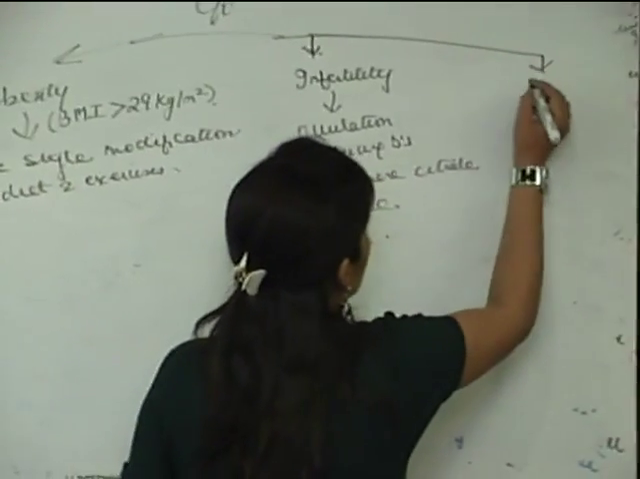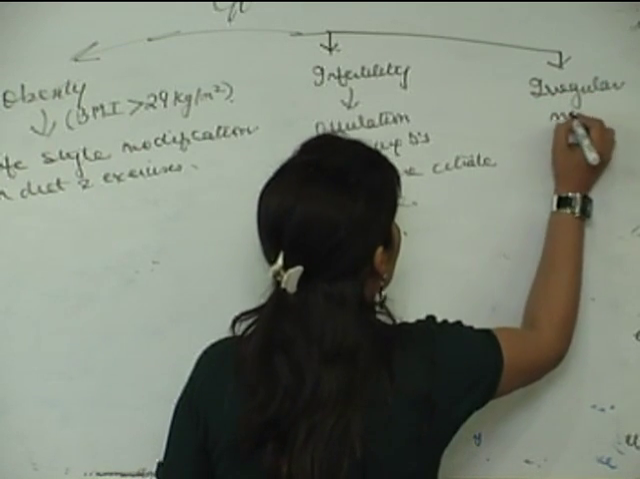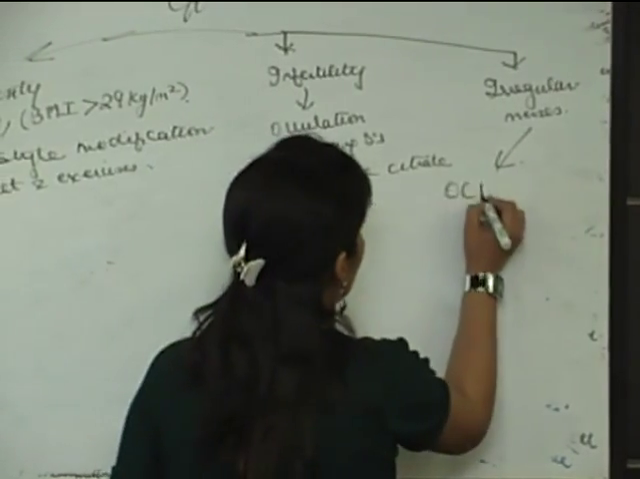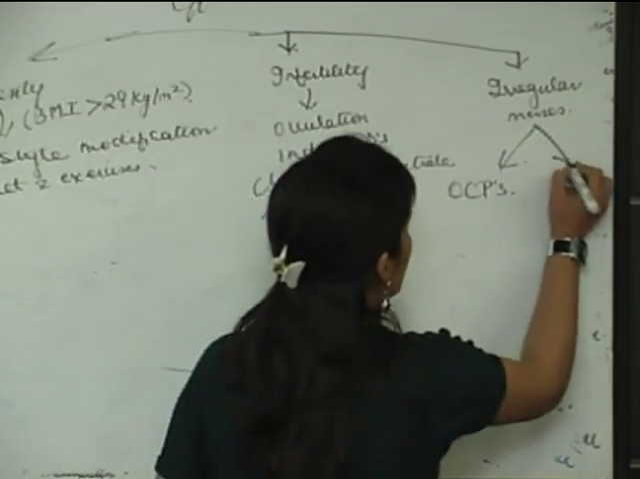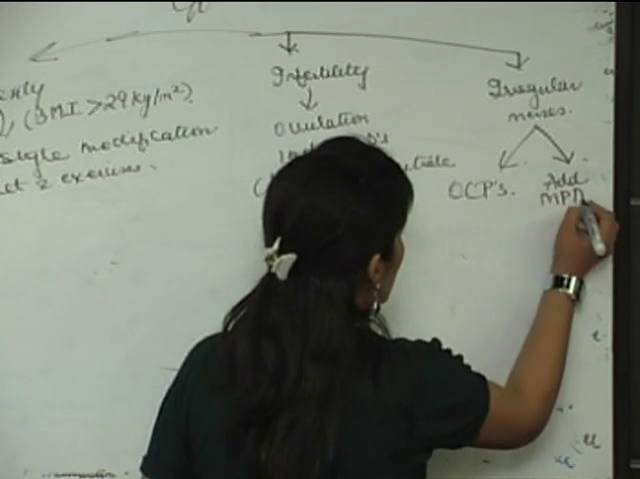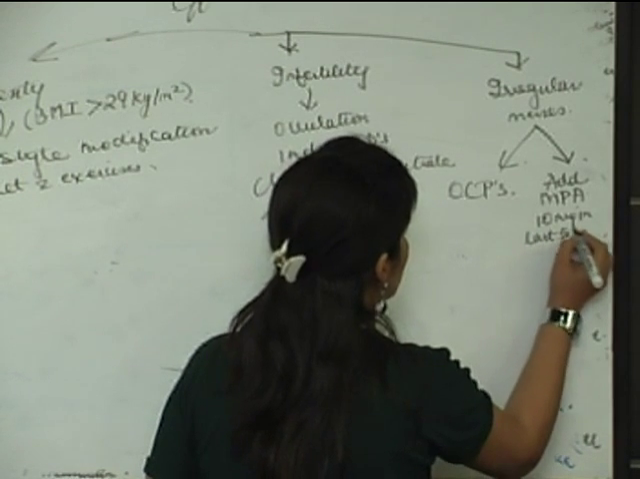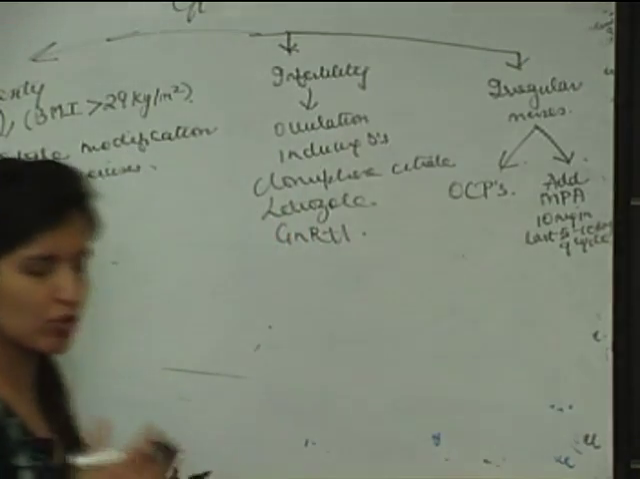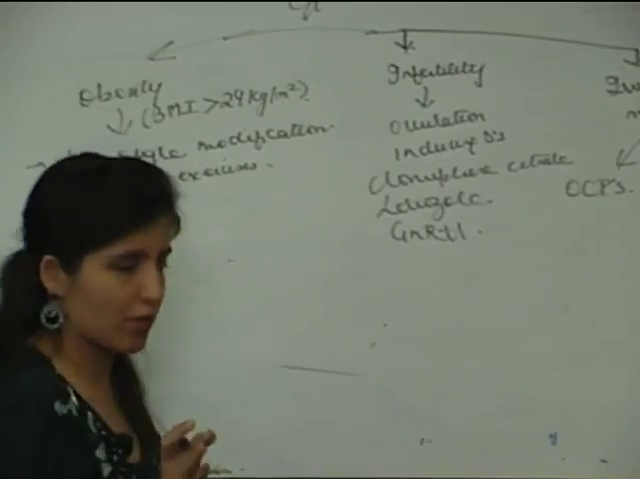Number 3, if the patient is coming to us because of irregular menses. Now, when a patient comes to us because of irregular menses, we can either give her OCPs for 21 days, or we can add progesterone, medroxyprogesterone acetate 10 milligrams in the last 5 to 10 days of her cycle. Either of the things can be done, because the problem here is they have less progesterone, so it can be treated this way.